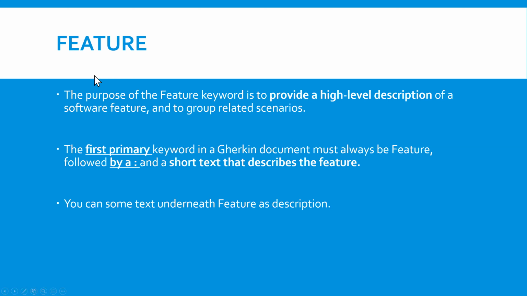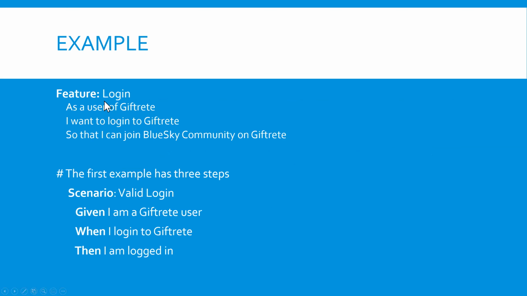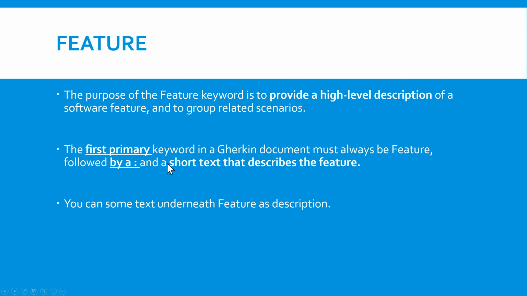Let's look at each one of these keywords now, one after the other. The first one that you have is the feature. The purpose of the feature keyword is to provide a high-level description. As you can see, it provides a description of what you are about to do. Looking at the feature here, it said login, which shows that it's a login functionality. And then you have descriptions about the login, which describe what the feature is doing.